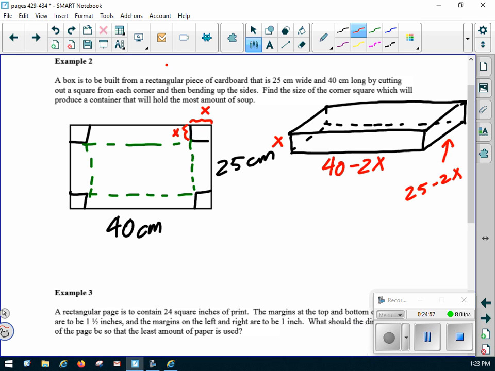Now, what I didn't write down at first, we are wanting to maximize volume, but I put an L right there. There we go. What is the volume of that box?